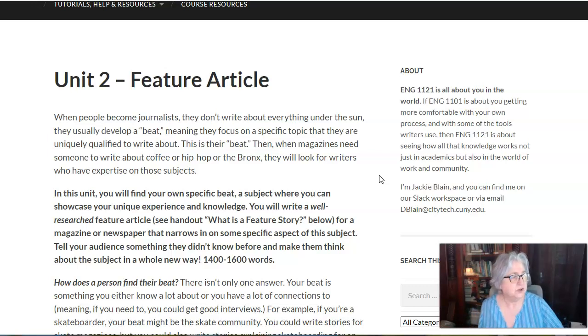The feature article really is a way for you to tell a particular audience that you want to talk to something that you know something about already. Right? I'm going to go through this stuff fairly quickly. Journalists don't just write about anything. They have what they call a beat. I was a film reviewer, so movies were my beat.